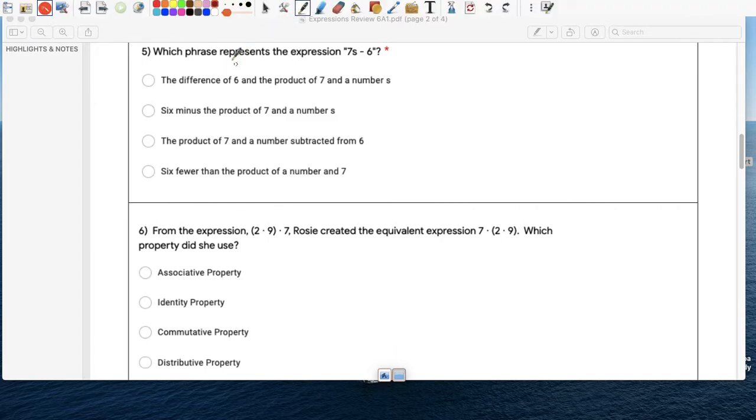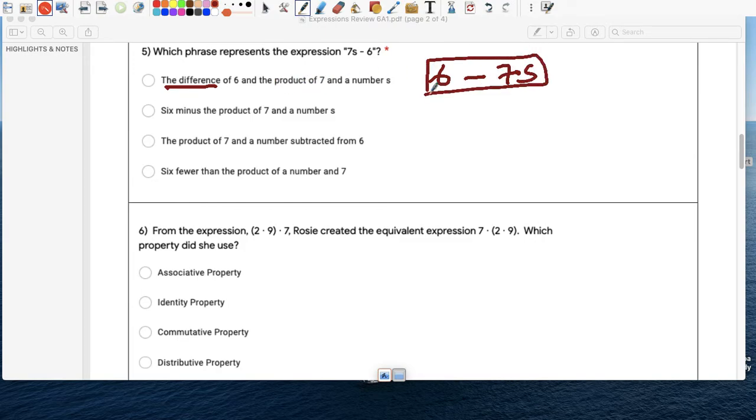So, which phrase represents the expression 7s minus 6? Is it the difference of 6 and the product of 7 and the number s? 6 minus, so difference, let's do the first one. The difference, what is difference? Difference is subtraction, right? And who are we subtracting? ¿Quién estamos restando? 6 and the product of 7s.